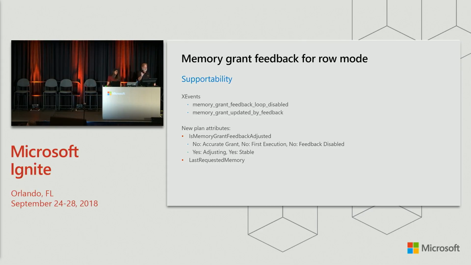And that has several values. So there's no accurate grant, so we didn't adjust it because we didn't have to. No first execution, we've got nothing to base it on. This is the first time we've seen that plan. No, feedback was disabled because you were just oscillating.